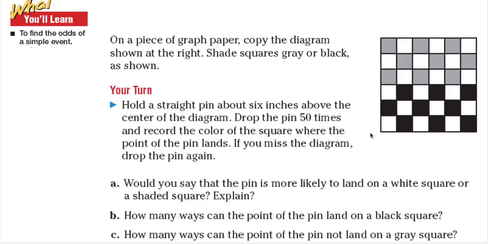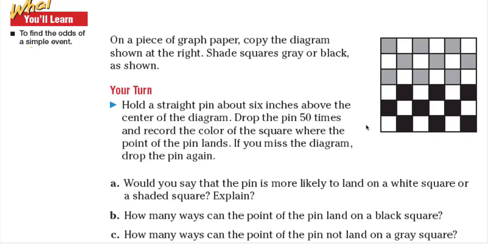So on a piece of graph paper, copy the diagram shown at the right, shade squares gray or black as shown. Let's create that diagram: create this square, which is 1, 2, 3, 4, 5, 6, a 6 by 6 square, and then shade these areas gray, these areas black, and leave everything else white.